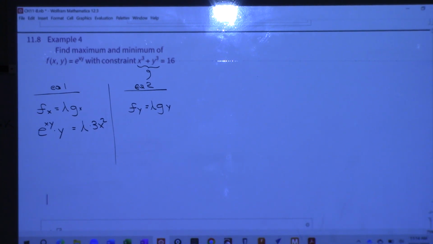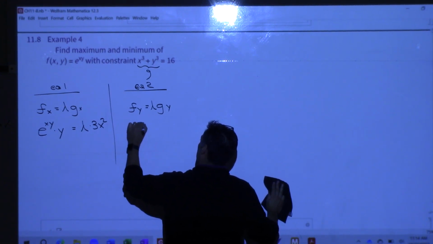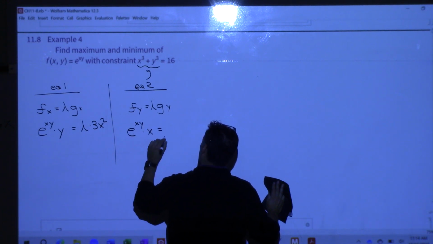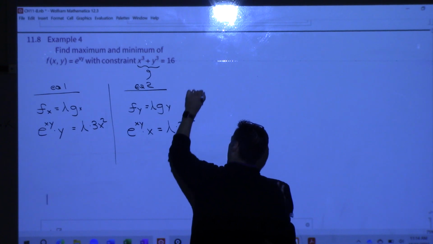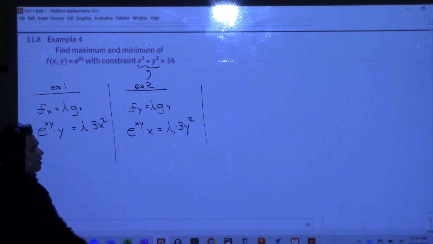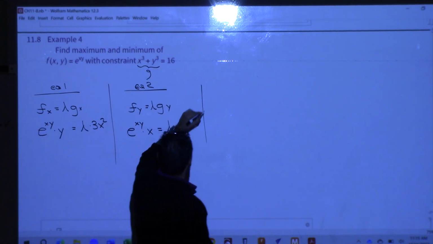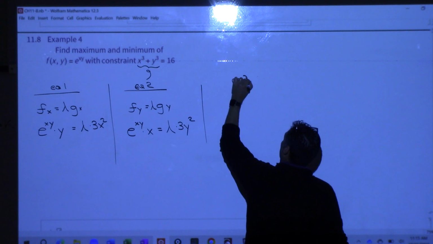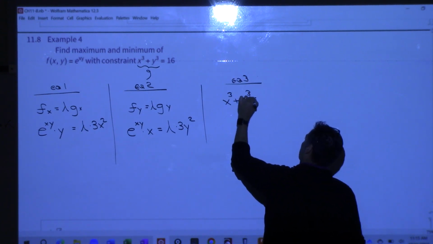All right, who wants equation 2? Who wants it? Okay, go ahead. So e to the xy times x equals lambda 3y squared. There you go. Okay, got our first two equations. The third equation, you should never get wrong, right? Because it's the given constraint. Equation 3, x cubed plus y cubed is 16.